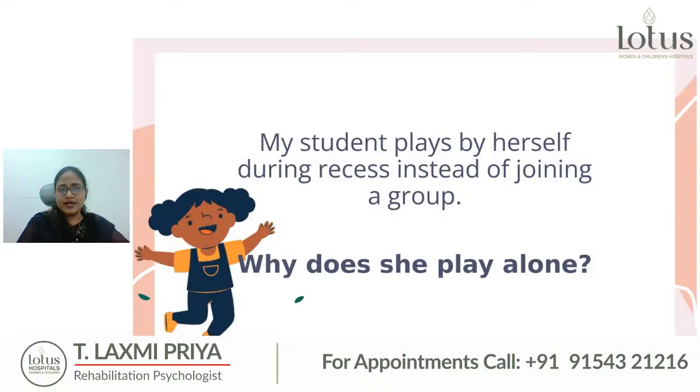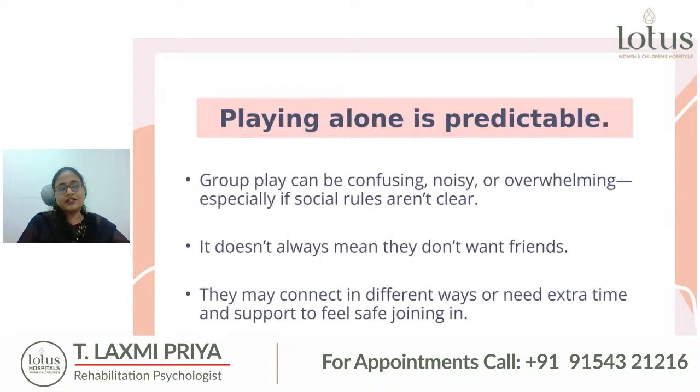Because they have social communication difficulties, their brains process in a different, unique way. That doesn't mean they don't understand, but they process slowly, especially if social rules aren't clear. So it will be noisy and confusing for them. It doesn't mean they don't want friends. They might connect in a different way. We need to understand why it's happening, and they need extra time and support to feel safe joining in.